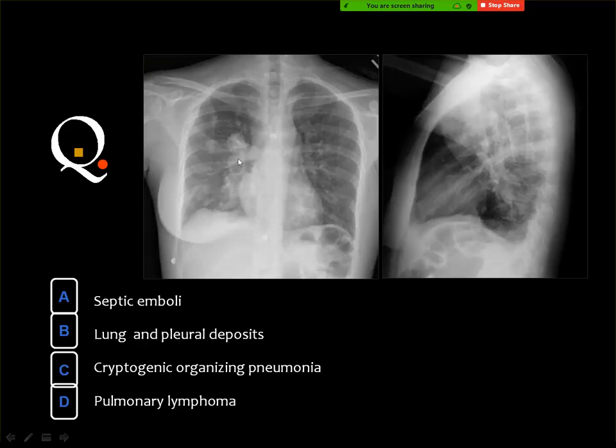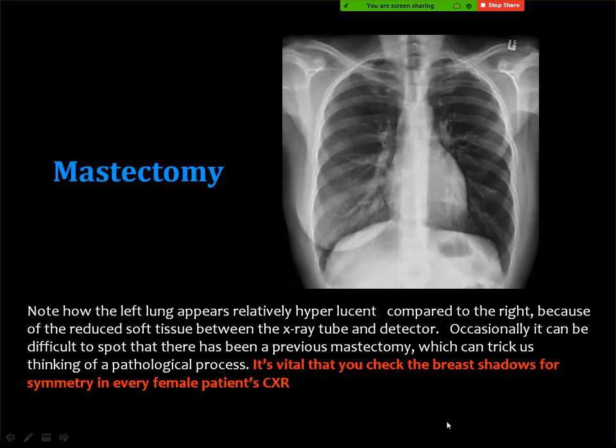Then you can see multiple lesions in the right lung and maybe in the left lung as well, and this is diagnostic of metastasis. Mastectomy is one of the common presentations in the exam, where the examiner depends on your attention to the absence of the shadow of the breast.